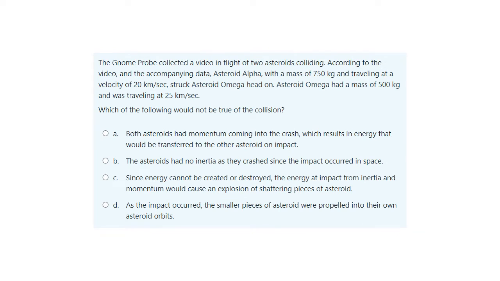GnomePro collected a video in flight of two asteroids colliding. According to the video and the accompanying data, asteroid Alpha, which had a mass of 750 kilograms and is traveling at 20 kilometers per second, struck asteroid Omega head on. Omega had a mass of 500 and was traveling at 25 kilometers per second. Which of the following would not be true of the collision?